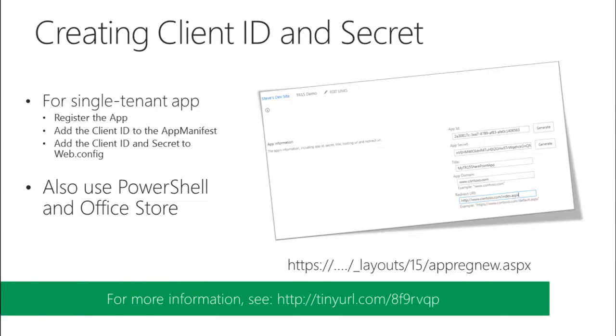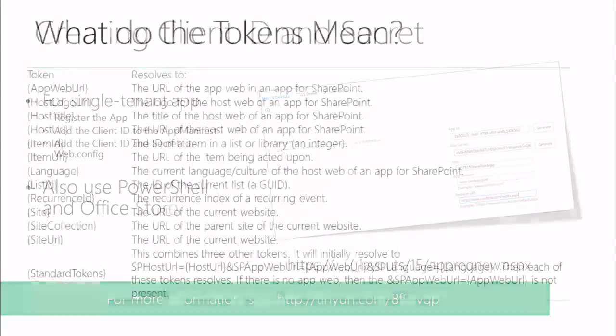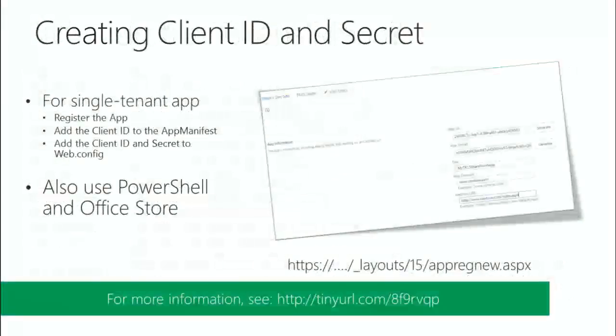You can see this URL because it's not just about using app-reg new. There's PowerShell and other things that you can use as well. Okay, so check out that URL to get more information. Sorry, I'll keep that up there for just a second. So you can get more information on how you can programmatically create those client IDs and secrets.